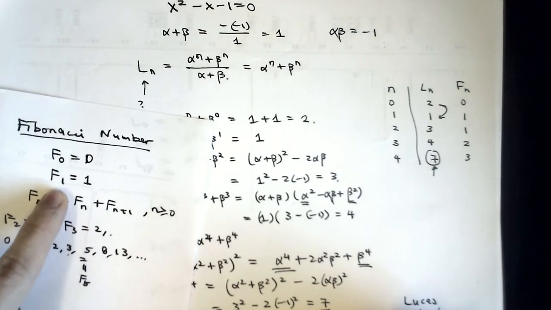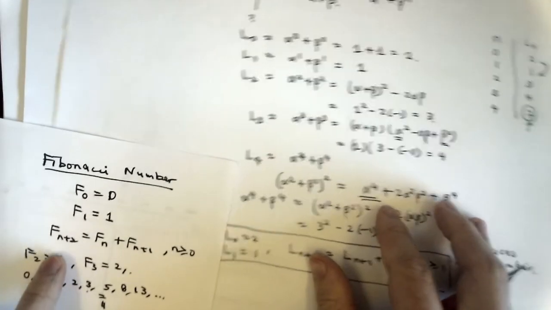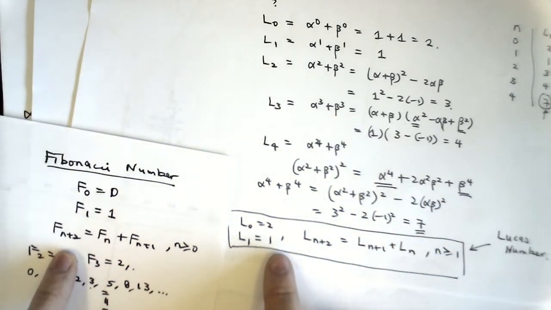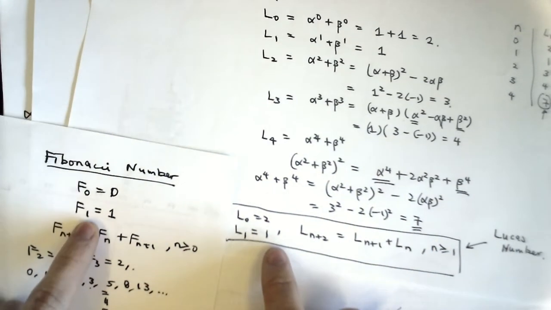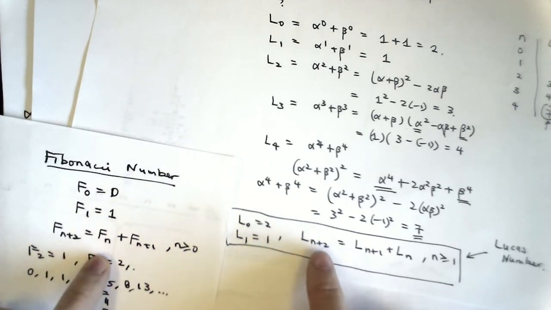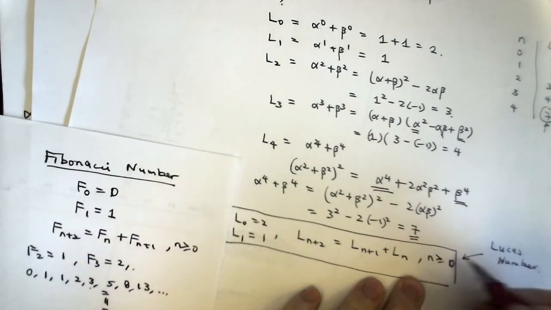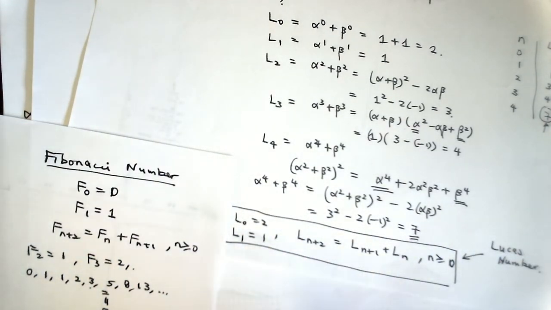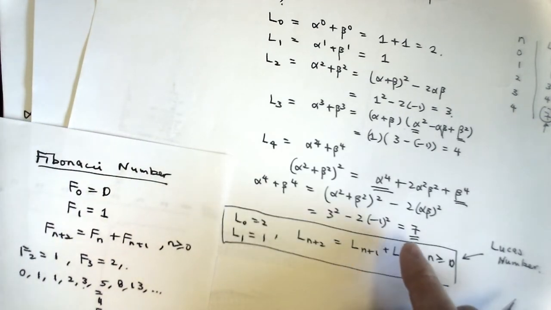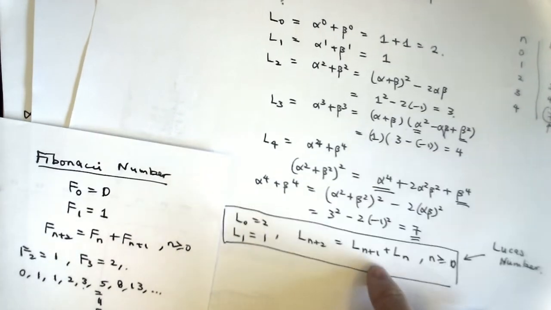We see here, just the same, except the initial conditions: one is 0, 1, and the other is 2, 1, and the recurrence condition is the same. Sorry, I made a mistake here. It should be 0. Now you can prove this, of course. You can prove this easily, that they satisfy this recursive relationship.